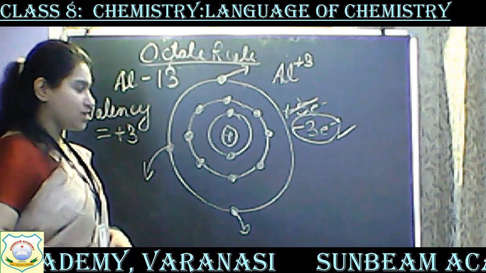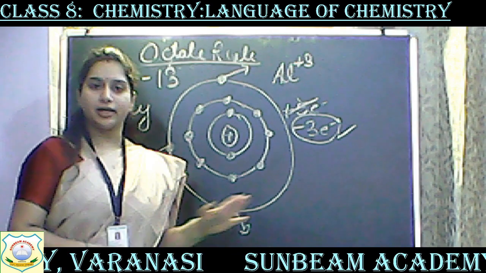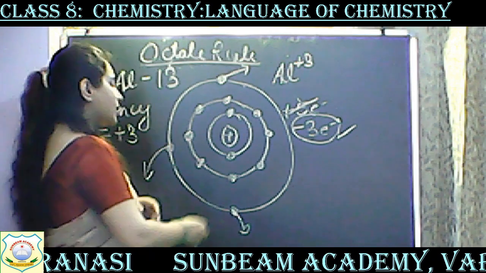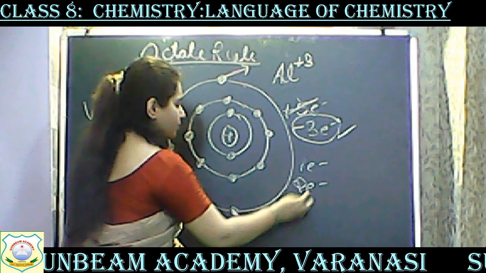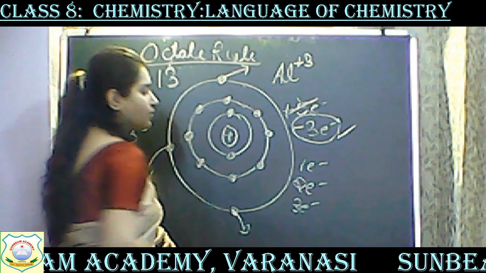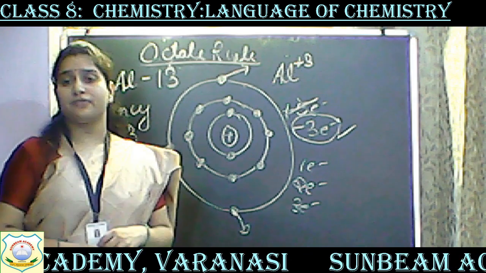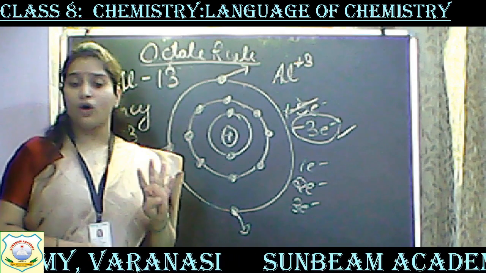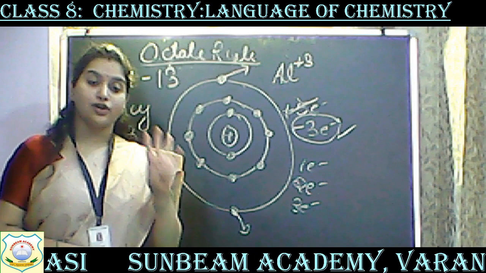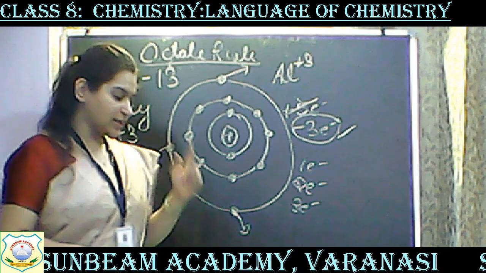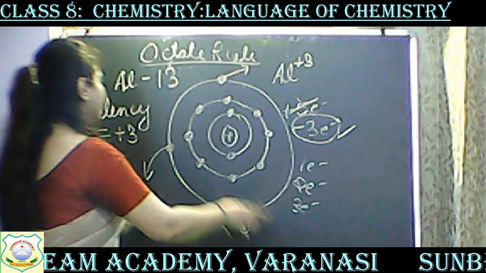Now the question is, this is clear: if we have to remove one electron, it's done; 2 electrons, done; 3 electrons, done. What if we have 4 electrons? So let's see, let's take that example.